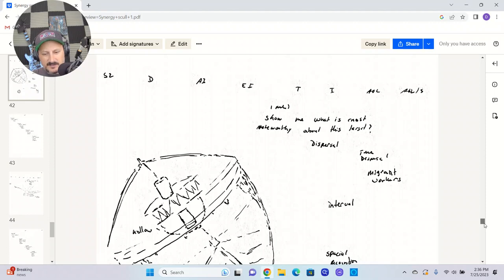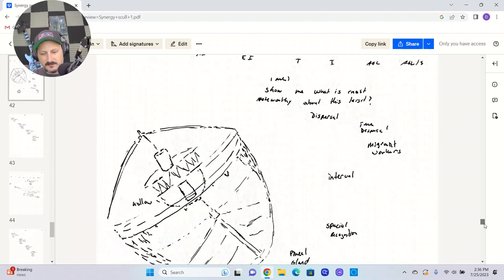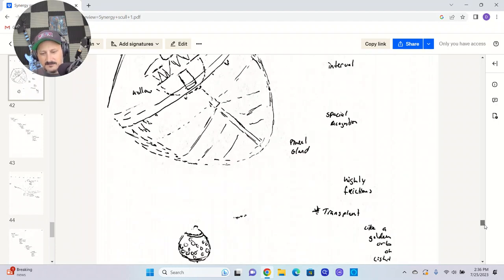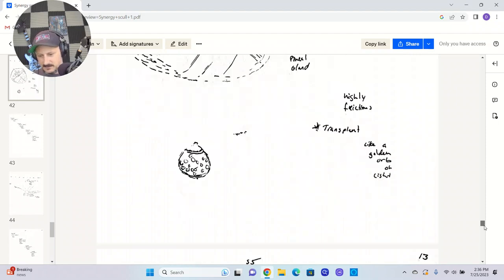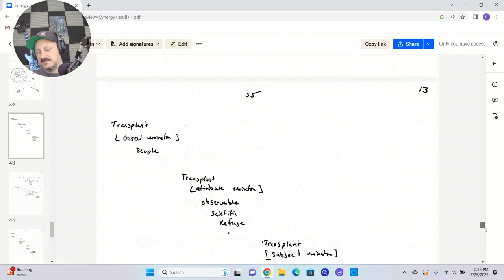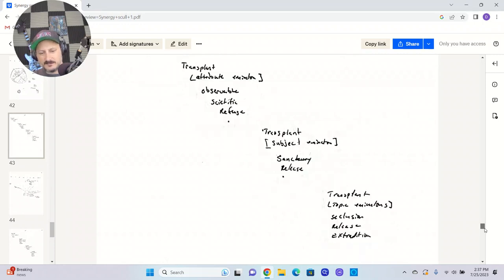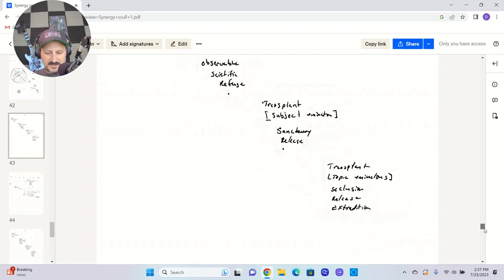AOL, time dispersal, migrant workers. I get a sense of an interval. Again, spatial recognition, the pineal gland. Highly frictious process. I got the sense of a transplant. Like a golden orb of light. Okay, so stage 5 transplant, which I got people. It's attributed to that: observable, scientific, and refuge. Sanctuary and release. Seclusion, release, and extradition.